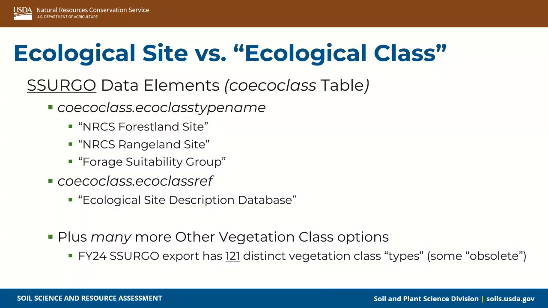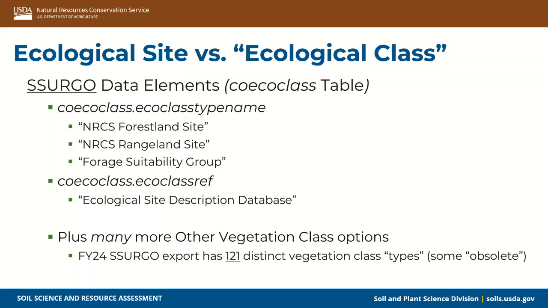So we have the component ecological class table in SSURGO, where you have many different ecological classes that are possible. Most of us are thinking about the NRCS forest land or NRCS rangeland sites. In some areas, you also have forage suitability groups. And some of these different class types have a specific reference associated with them. So this is not just the ecological site description database, but a variety of national and local vegetation classification systems which are contained in SSURGO.